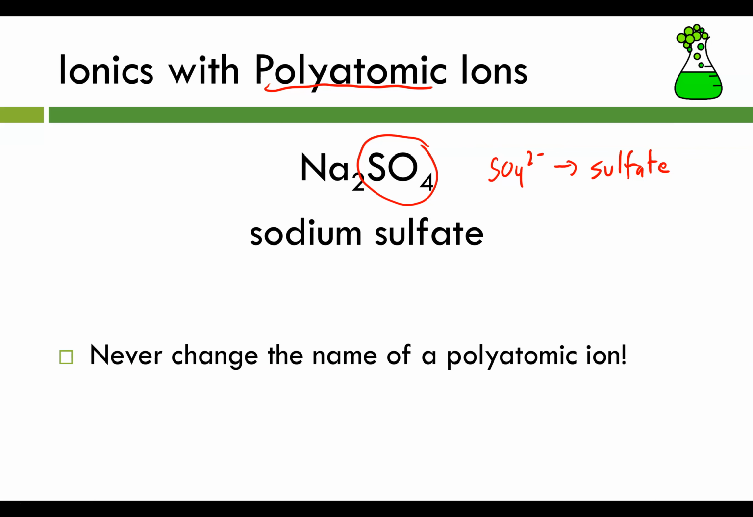I know this is weird coming from your chemistry teacher, but spelling matters here. Those endings, specifically the vowel, ate, make a difference. So make sure that you are reading carefully and that you are writing carefully. But never, ever, ever change the name of a polyatomic ion when you're naming an ionic compound.